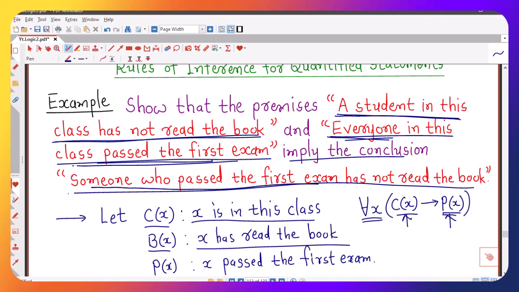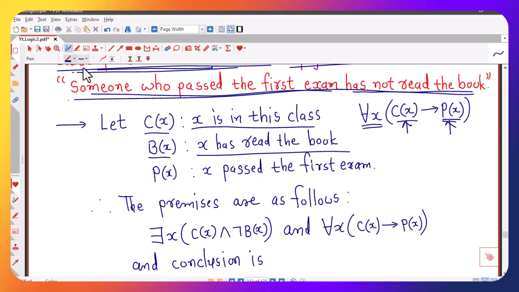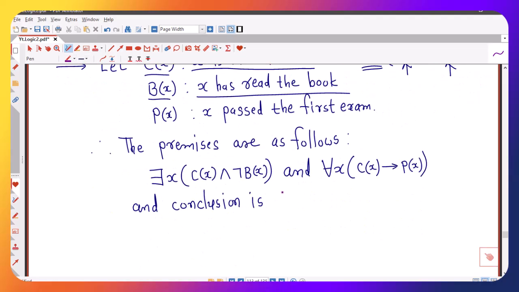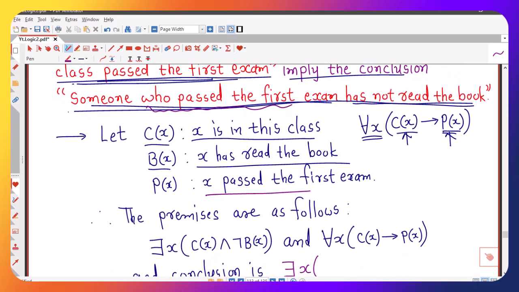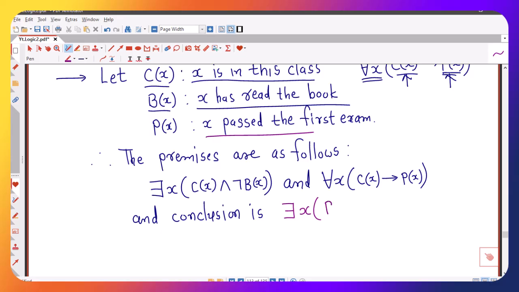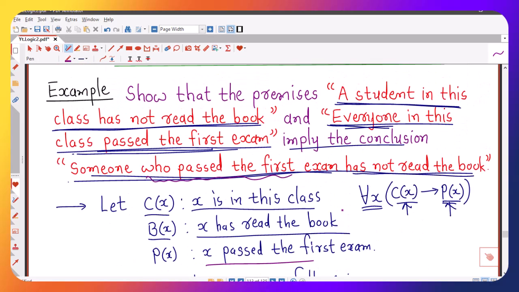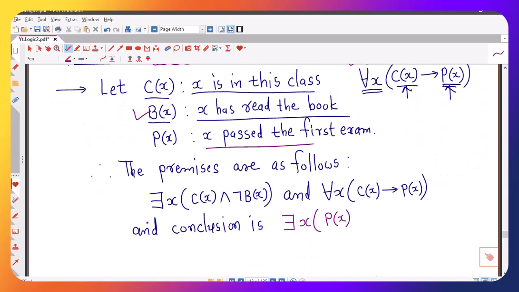someone who passed the first exam has not read the book. Someone means we have to use the existential quantifier. So we can say that there exists some x such that x has passed the first exam, that is P of x. There is some x such that P of x, someone who passed the first exam and has not read the book, that is negation of B of x. So someone who has passed the first exam has not read the book. So we have to take the conjunction of P of x and negation of B of x.